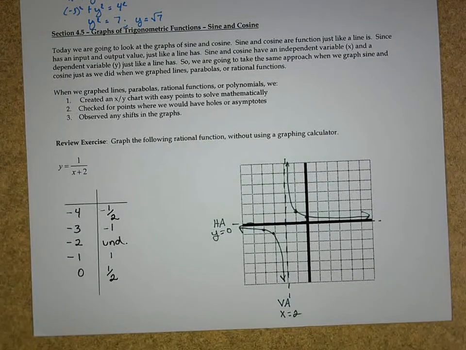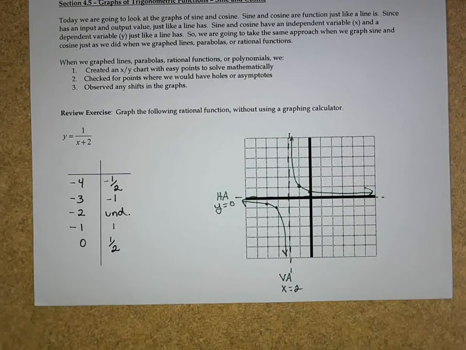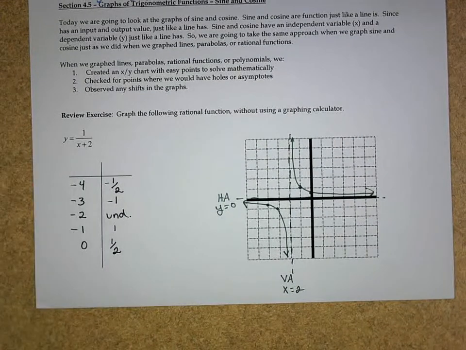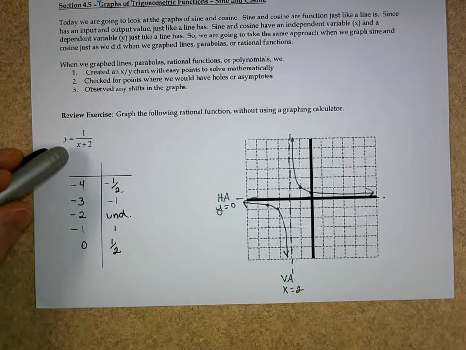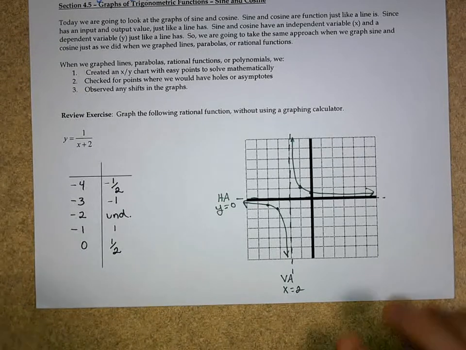Now we're going to move on to graphing the sine and the cosine trig functions. And just a quick review of what you did previously with graphing. You were given a function, and then in order to graph that function, you chose x values, plugged them into the function, and then got a y output. And then you had this xy ordered pair that was created from your xy chart.